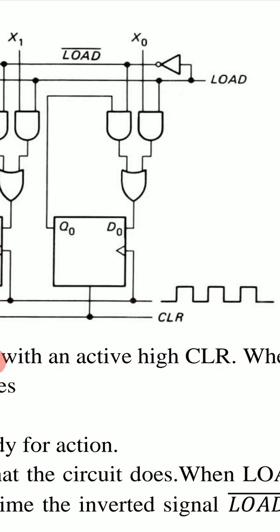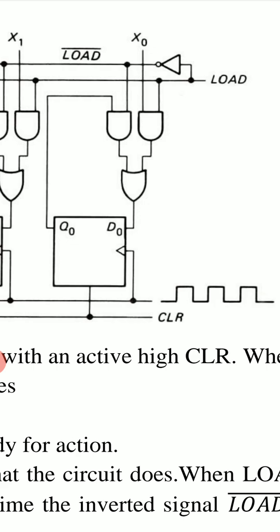So there are two AND gates. In the right AND gate, inputs are load and X0, and in the left AND gate, inputs are Q0 and load bar. When load is high, the right AND gate will be active and it will transmit this bit X0, and this X0 goes to the input of the D flip-flop, and this D0 becomes X0.